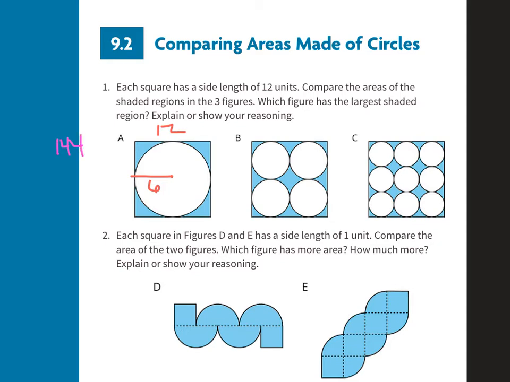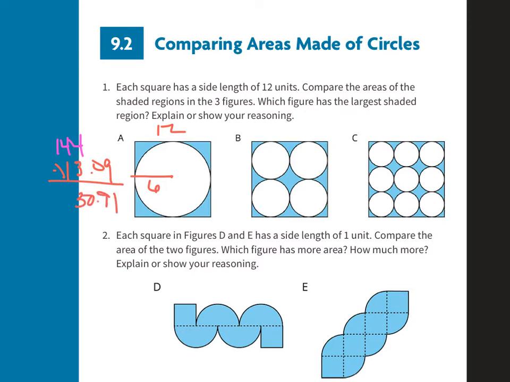Now, for the circle, the radius is 6. So we go 6 times 6 times pi, and we get 113.09. We subtract the two, right? 144 minus 113.09, and I get 30.91.